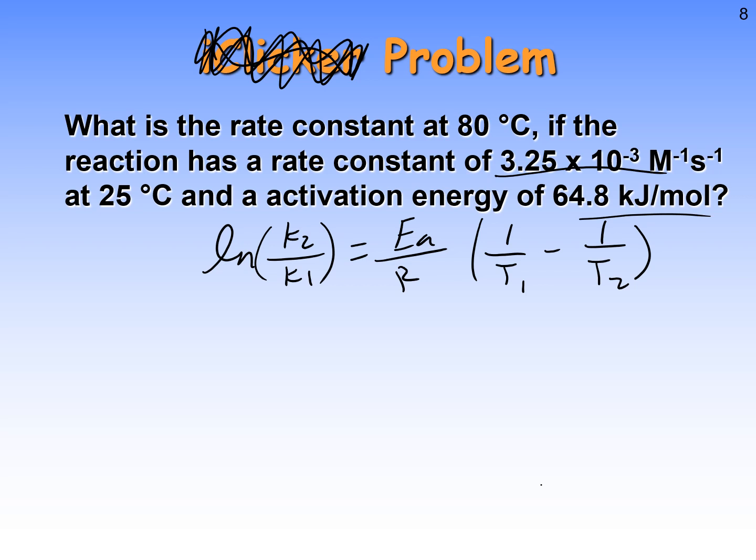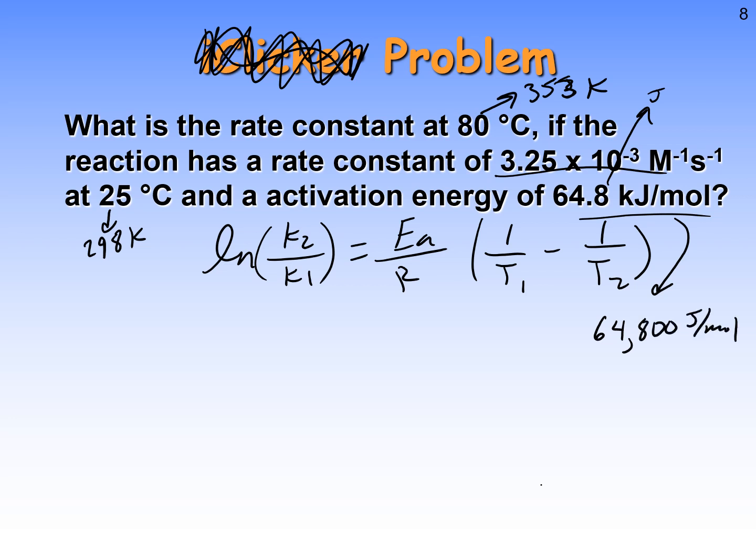So we have pretty much every value we need. I mean, I need to change this to 298 Kelvin and this to 353 Kelvin. But once I have that, I should also probably change this to joules, right? Which would be 64,800 joules per mole.